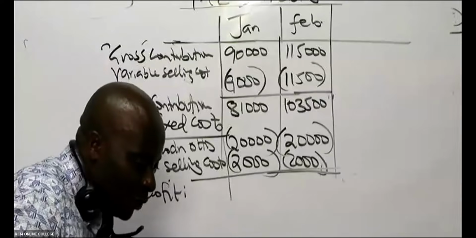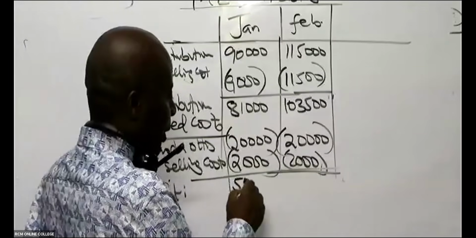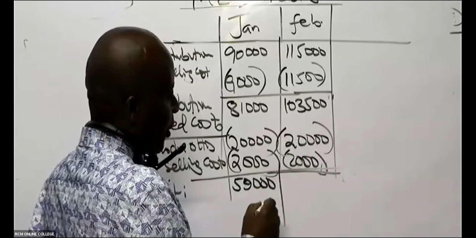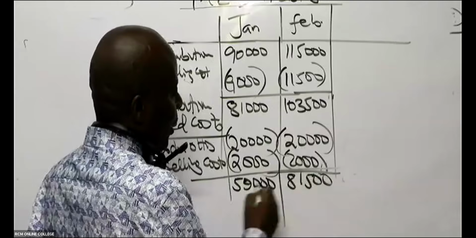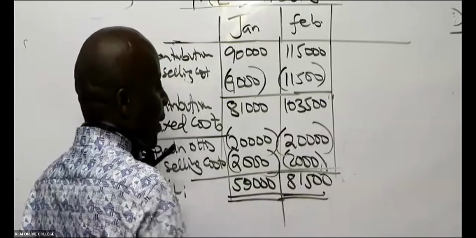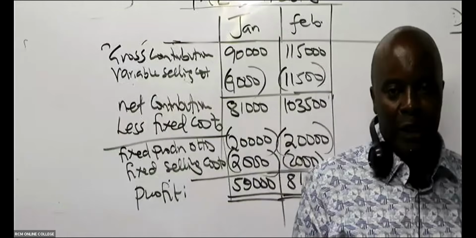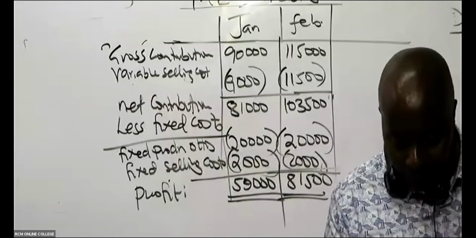So somebody's giving me a figure of what here, 59,000, right? So this is 59,000. How about the second one? 81,500. That is the end of that marginal costing P&L statement.